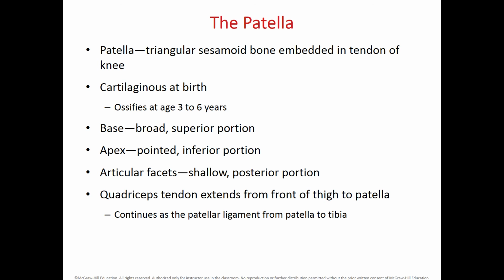The patella is the only sesamoid bone in our body that we count towards the 206 count of bones. It has a triangular shape with the base facing proximally and the apex facing inferiorly. This bone is embedded in the tendon of one muscle that is called the quadriceps. It is cartilaginous at birth, but it ossifies at the age of 3 to 6.